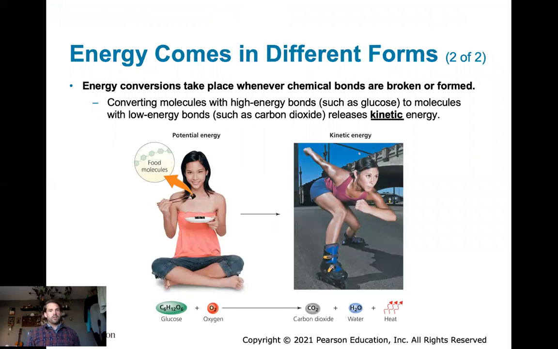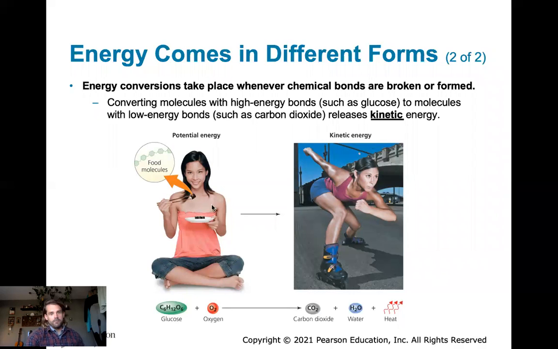So energy conversions take place wherever chemical bonds are broken down or formed also. So we went from a large scale example of a dam or that duck, for example, but now we're talking about it in terms of what you're actually eating and what you're putting into your body. So converting molecules with high energy bonds like glucose, like that bread that we talked about, to low energy bonds such as carbon dioxide, that releases kinetic energy.